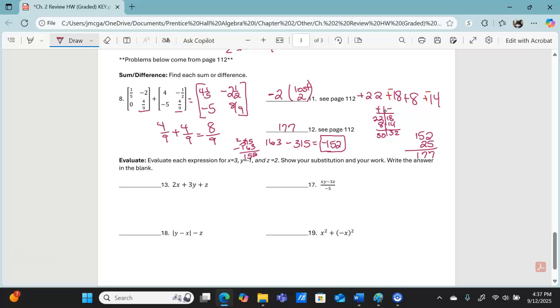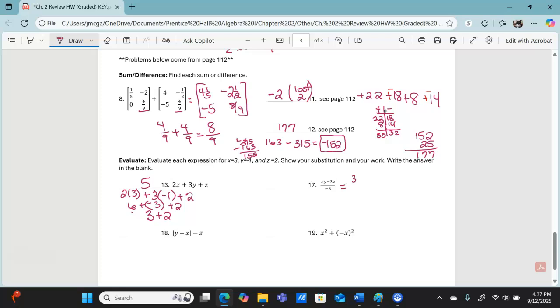In this section, we're evaluating, so we want to show our substitution. 2x would be 2 times x. x is 3. 3 times -1 plus z is 2. So doing order of operations, doing my multiplication, and then doing addition and subtraction from left to right. 6 plus a -3 is 3, plus 2 would be 5.